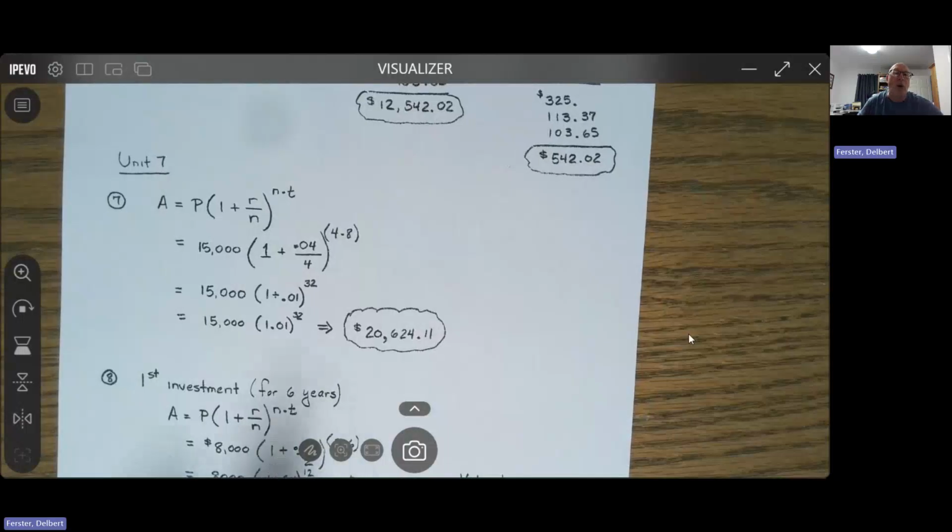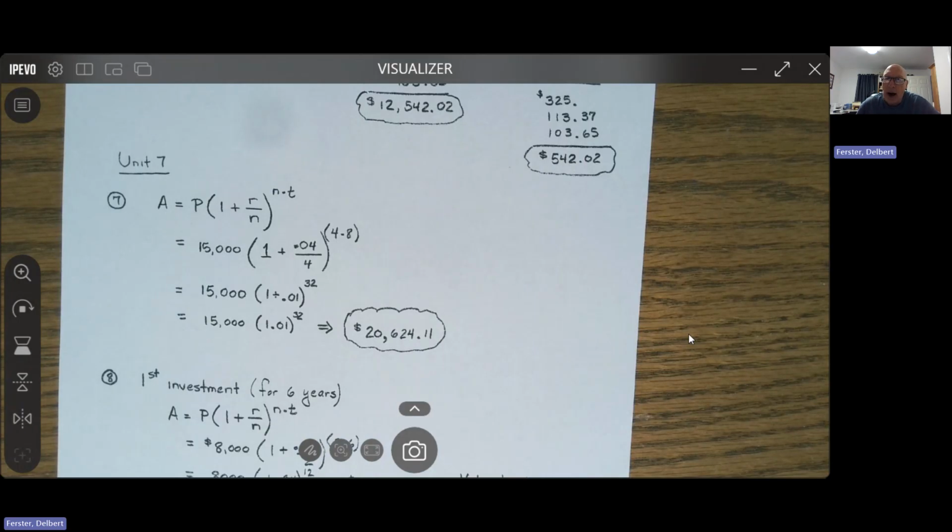All right, so Huck's borrowing 15,000, or I'm sorry, he's investing. No, he's depositing 15,000, so that's P. And his interest rate is 4% compounded quarterly. Again, when you're playing with this formula, N is the biggest headache, I think. Number of compoundings per year. If you're compounding quarterly, that would be 4 times a year. So you see N at 4. Number of years T happens to be 8.